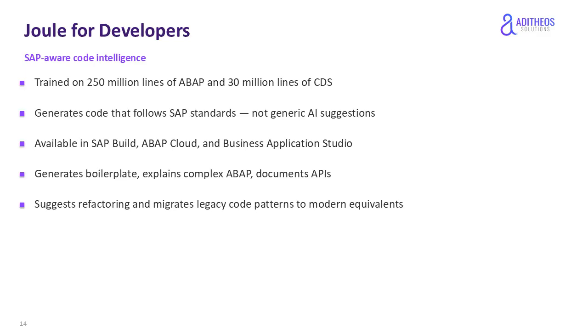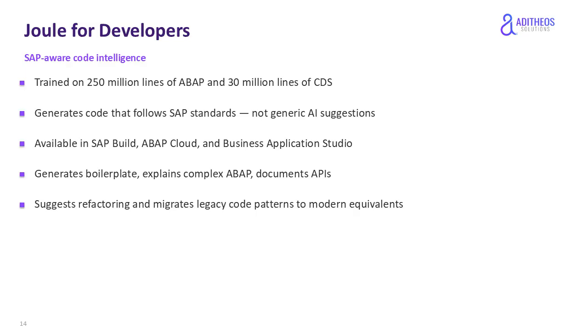Joule's developer mode is powered by LLMs trained on SAP-specific code, approximately 250 million lines of ABAP and 30 million lines of CDS. That domain-specific training is what makes Joule's code suggestions meaningfully different from generic AI coding assistants.